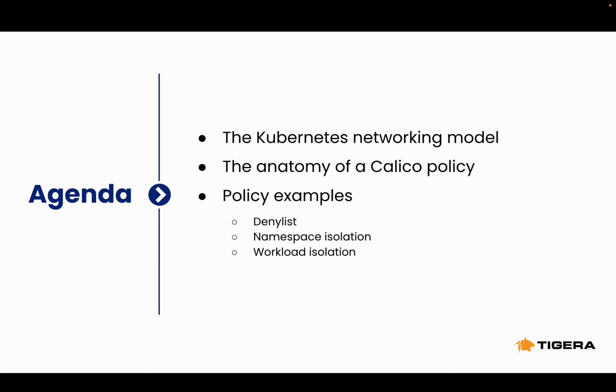We will next look at the anatomy of a Calico policy, understand the structure and the constructs that make up a Calico policy. Calico policies tend to be quite powerful, quite flexible. We're going to start with a basic introduction and then look at three policy examples. First off, we're going to look at a denylist policy, next a namespace isolation policy, and finally a workload isolation policy.